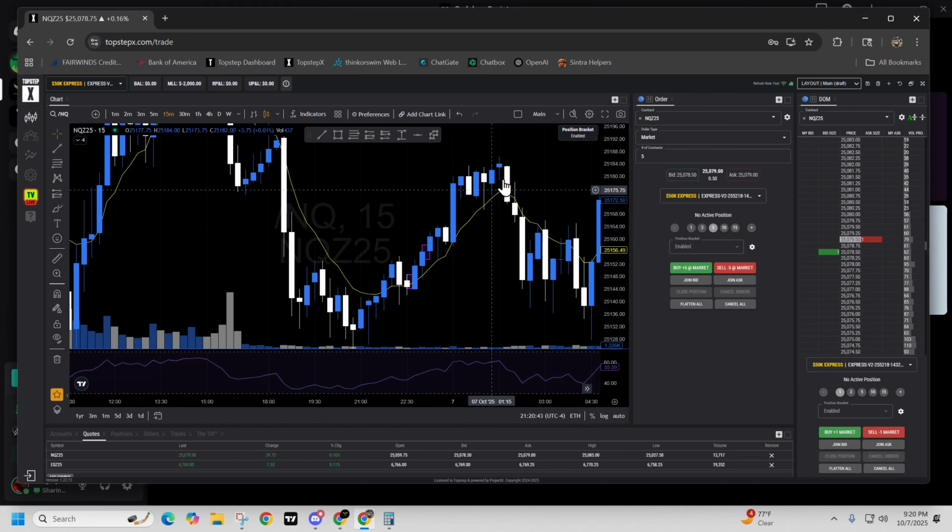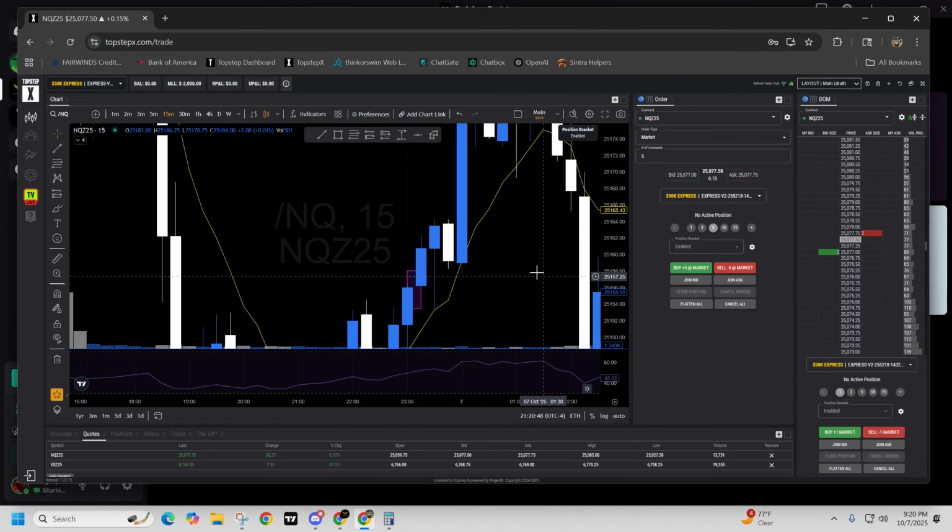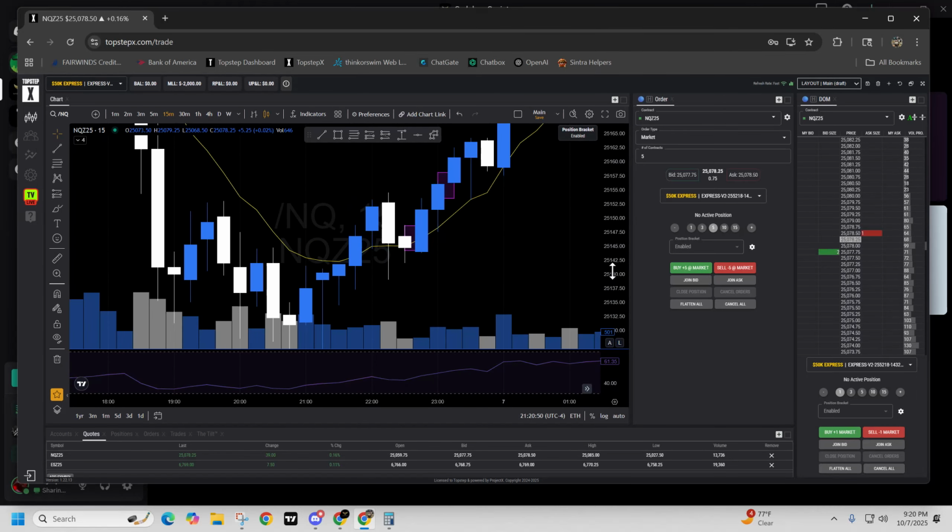So each one of these candlesticks is 15 minutes, right? So this is what we're looking for. We see a signal. What is a signal? A signal is any candlestick that closes above the 9-day EMA. Does everybody understand that? It doesn't have to tap the 9-day. It has to close above it or below it. That means the wick is not acceptable.